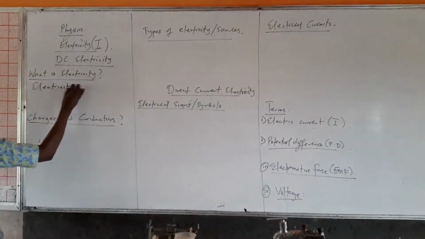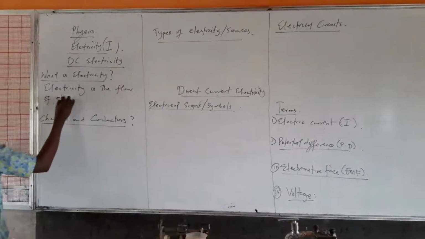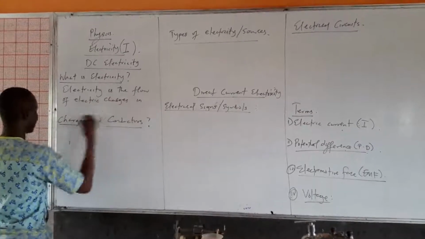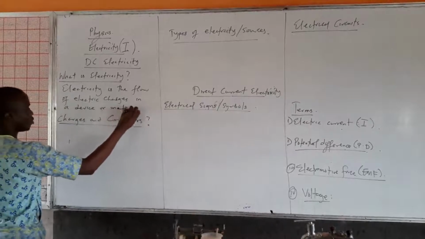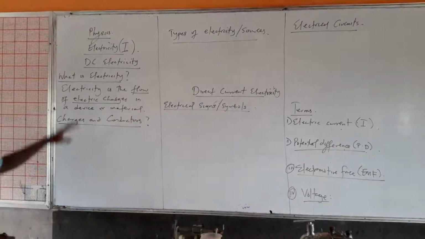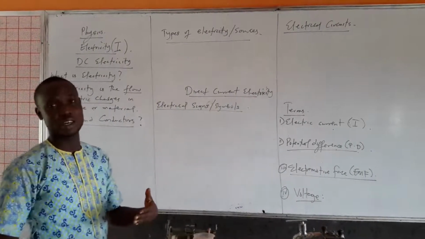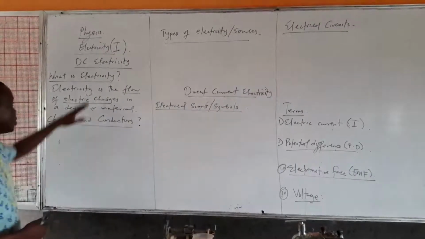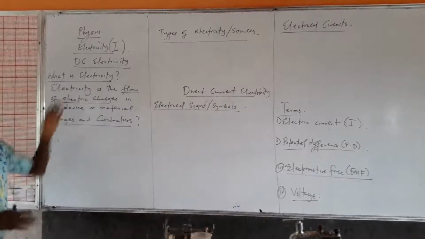Electricity is the flow of electric charges in a device or material. So whenever you have flow of electric charges, then you have electricity. That is, whenever charges move from one point in a material or a wire to another, then you simply say there is electricity. So once there is a flow of charges, then we have electricity.